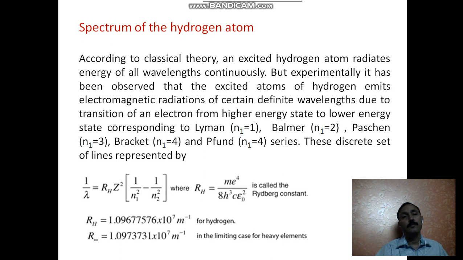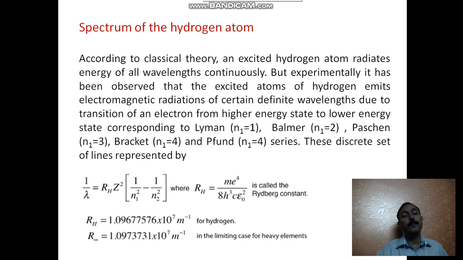Spectrum of the hydrogen atom. According to classical theory, an excited hydrogen atom radiates energy of all wavelengths continuously, but experimentally it has been observed that the excited atoms of hydrogen emit electromagnetic radiations of certain definite wavelengths due to transition of an electron from higher energy state to the lower energy state, corresponding to Lyman, where n1 is equal to 1, Balmer, where n1 is equal to 2, Paschen, where n1 is equal to 3, Brackett, where n1 is equal to 4, and Pfund series, where n1 is equal to 5.